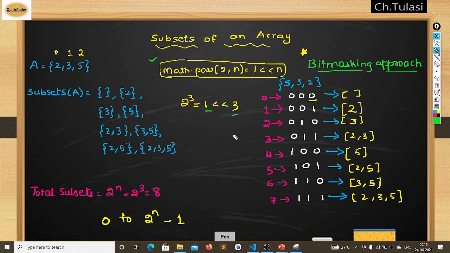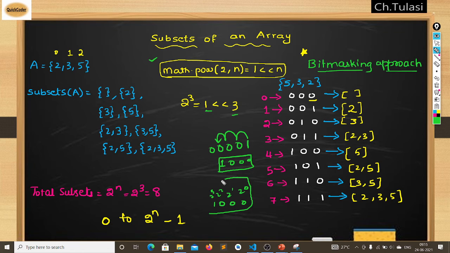What will happen now? Let me represent this 1 like this. Now I am shifting this 1 three times to the left side: 1, 2, 3. So my 1 will be here, and all the rest contains zeros. Is this equivalent to 2 power 3, that is 8? Yes. In binary format, 8 is represented as 1 0 0 0, with positions 2 power 0, 2 power 1, 2 power 2, 2 power 3. It's very simple. Can you agree with me? So Math.pow(2, n) is equivalent to 1 left shift n.